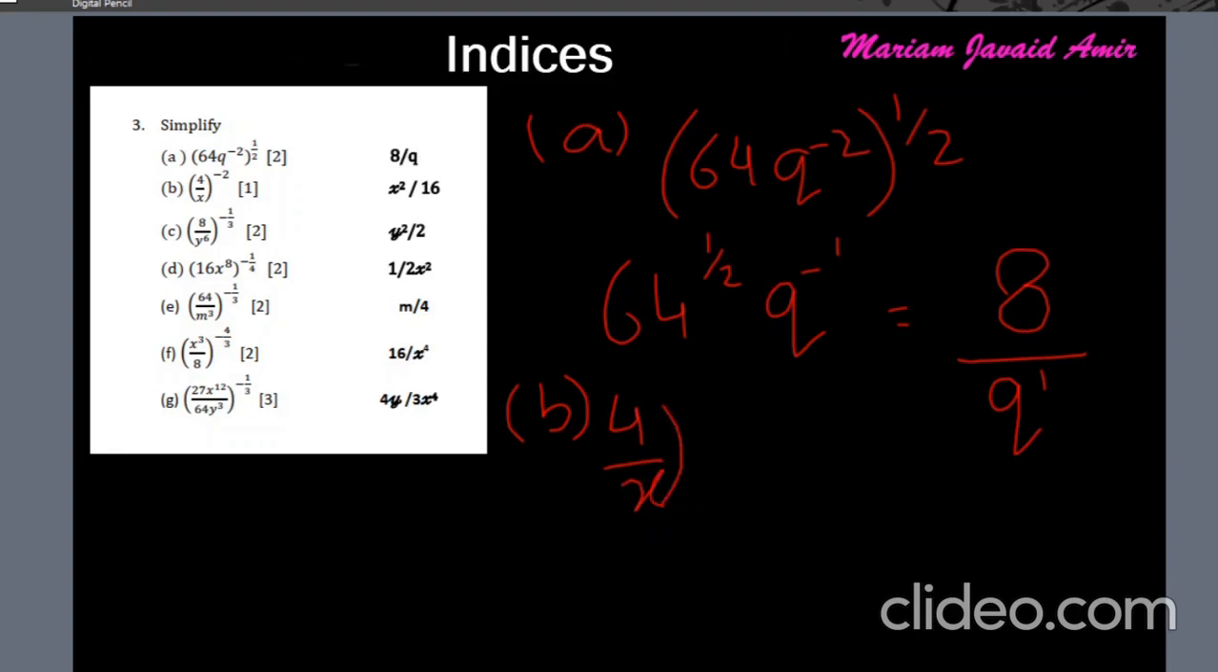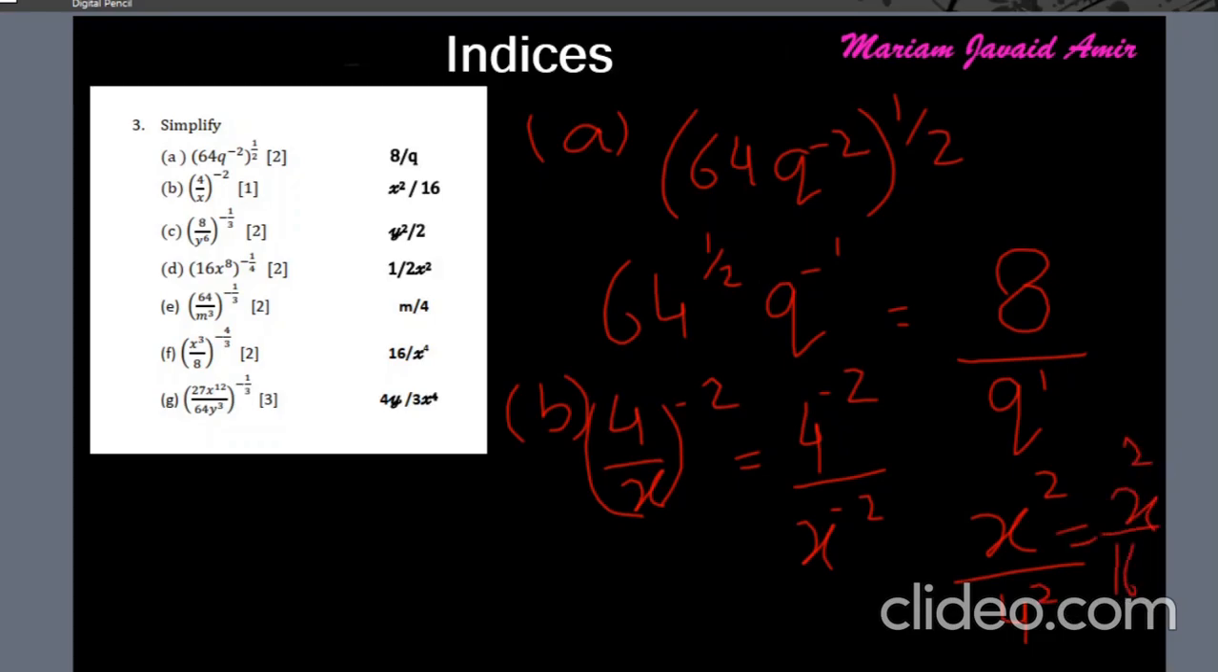Part B, 4 over x, whole power minus 2. This will become 4 power 1 times minus 2, so power minus 2, and x power 1 times minus 2. So this will become minus 2 as well, since the power gets multiplied. Again we don't want any negative indices, so I am going to send x power minus 2 to the numerator, and it will become x square, and I will send 4 power minus 2 to the denominator, and that will change sign too, and we'll be left with x square over 16, which is the answer for the second part.